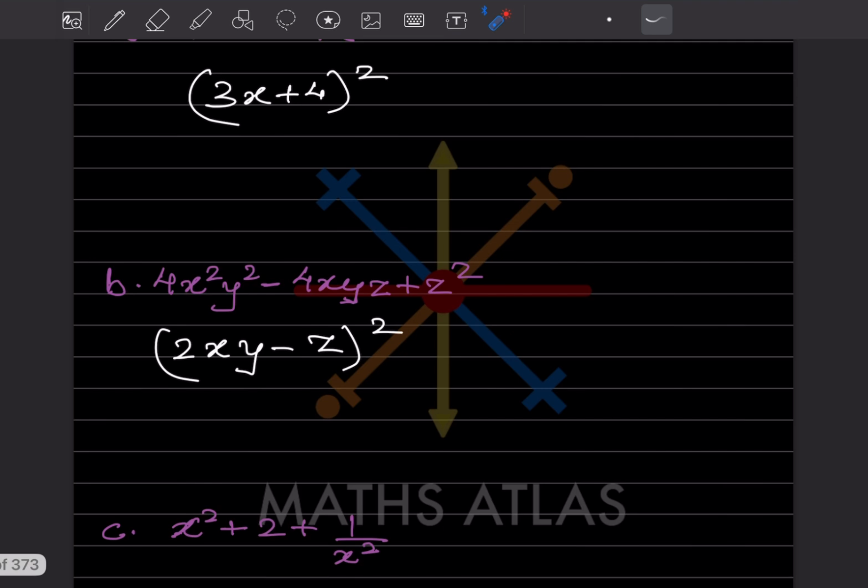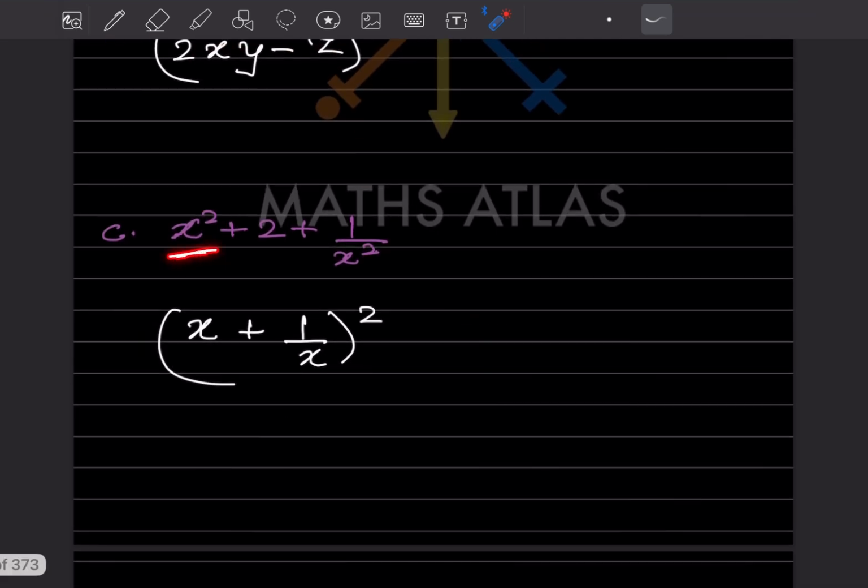Again, same here. This is the first term and the last term. If we take the square root of this, it is going to be 2xy. And after that, whatever the sign is, this is minus. And this will be the root of z square, that is going to be z. So this will be in the form of (a minus b) whole bracket square. So this is a and this is b.